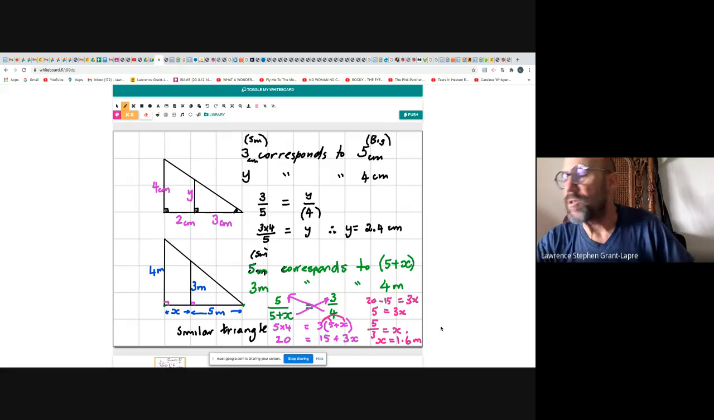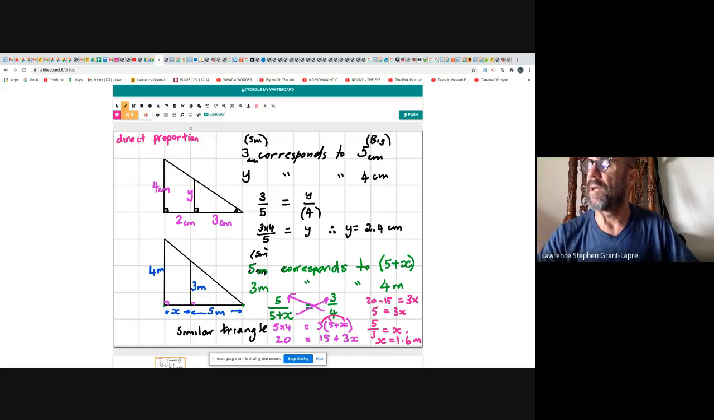It's simple proportion. And I'll put here, these are what's called direct proportion. As one increases, the other one increases in the same multiplier, in the same proportion.